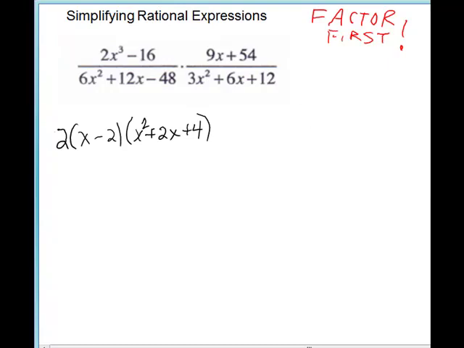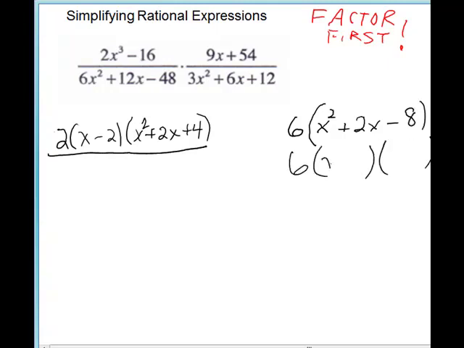Right. Now I'll work on this denominator. And I'm also going to do it over here and then erase. First of all, it has a GCF in there. I can take out that 6. And that leaves x squared plus 2x and 6 into 48, sorry, will go minus 8. This trinomial, we have to see if it will do more. And so we can use 4 and 2.